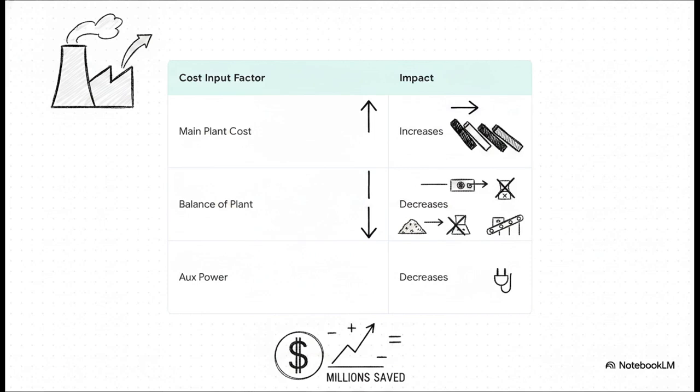Because the whole system is more efficient, you're burning less coal and generating way less ash. That means you can get away with smaller, cheaper handling systems. On top of that, your auxiliary power consumption goes down too. The capital cost equivalent method captures all these moving parts mathematically. It basically proves that spending a bit more on the main plant upfront often saves you millions everywhere else down the line.